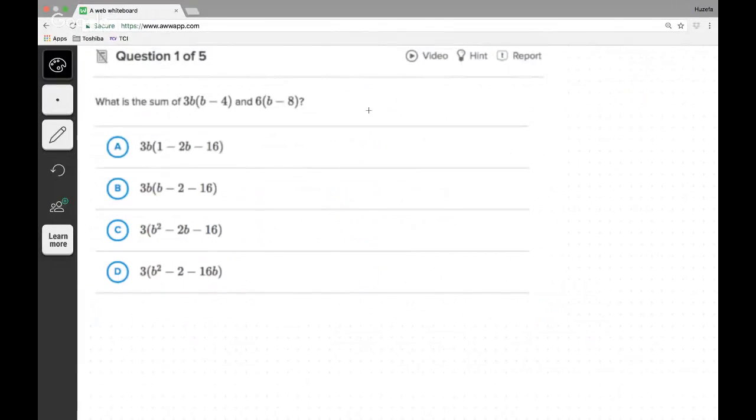Let's begin. So it says, what is the sum of 3b times b minus 4 and 6 times b minus 8? What is the sum? In order to calculate the sum, we got to distribute everything first and kind of sum it together. At least that's my strategy. So 3b times b minus 4, and over here we got plus 6 times b minus 8, right?